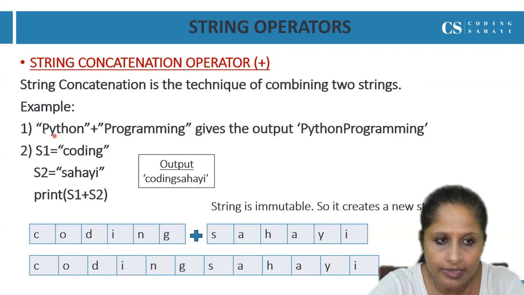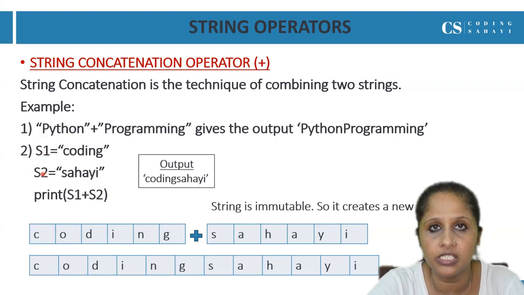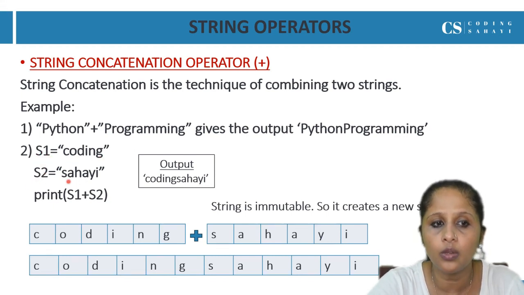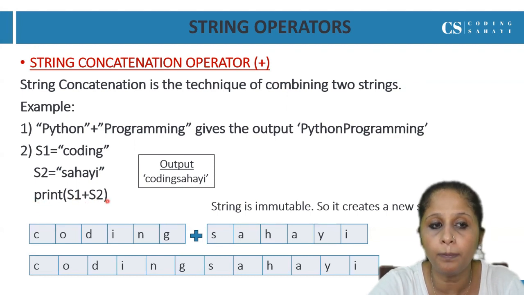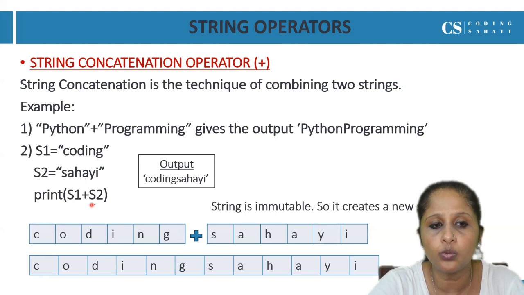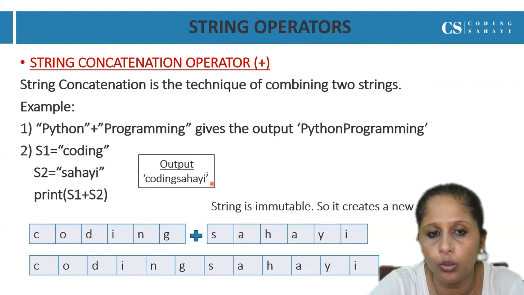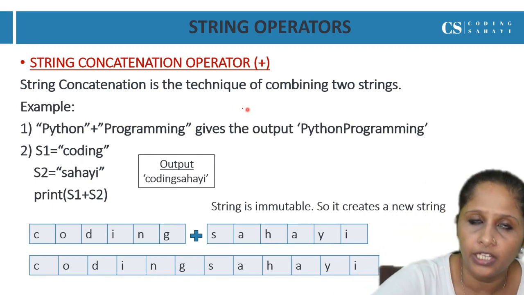Here I am giving the strings directly. Here I am using string variables, like S1 is equal to coding, S2 is equal to Sahai. Then if you write print S1 plus S2, where S1 and S2 are string variables, you will get the output as coding Sahai. So that is our string concatenation operator.